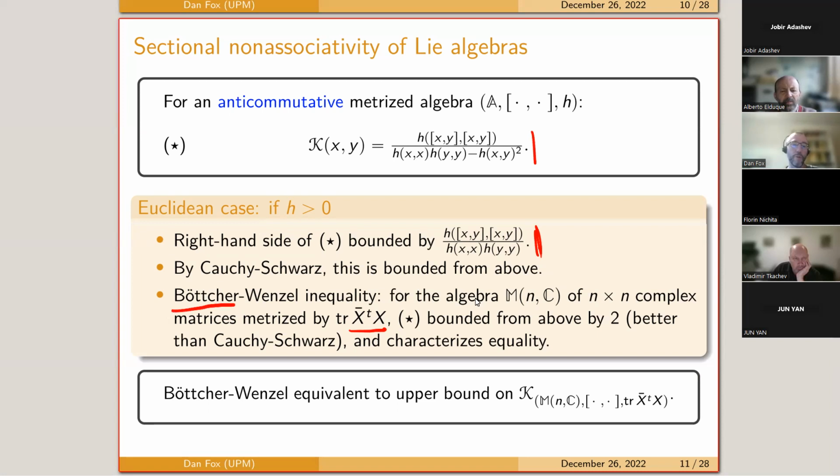And this is called the Böttcher-Wenzel inequality, although it was actually proved, I think, by someone named Lu. And in the case of real symmetric matrices or Hermitian matrices, it actually goes back to Chern, do Carmo and Kobayashi a long time ago. Somehow this inequality comes up when one looks at second fundamental forms of minimal submanifolds, and in fact Lu also works in that language. I want to interpret it as an upper bound on the sectional non-associativity. So this is the other non-trivial example here.